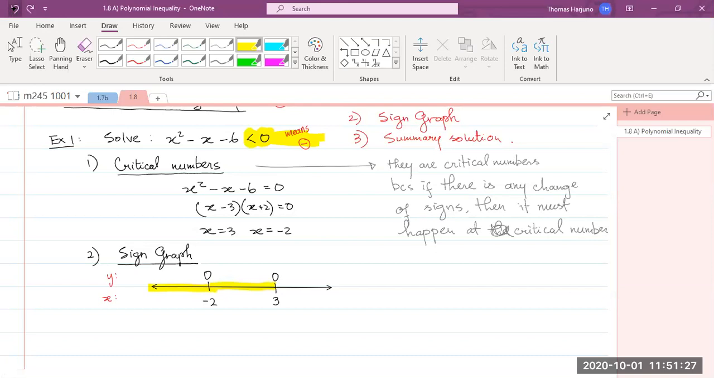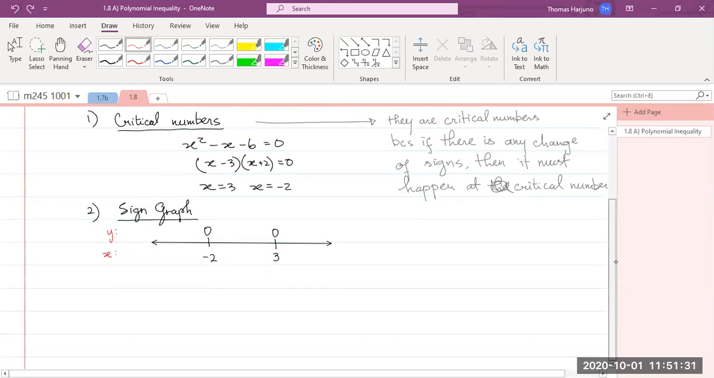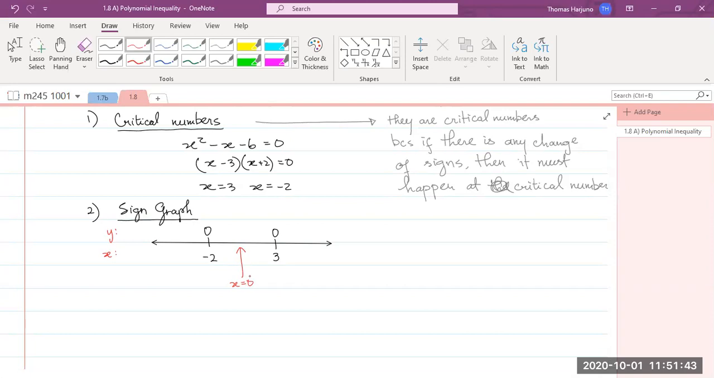Then we need to check one by one. Now I do the testing point. You pick any point on that interval. Let's say in this interval here, I will pick x equals 0. Can I pick x equals 1, Thomas? Yes. Can I pick x equals -1? Yes. Can I pick x equals 7/8? Yes, but why? You like fractions that much?